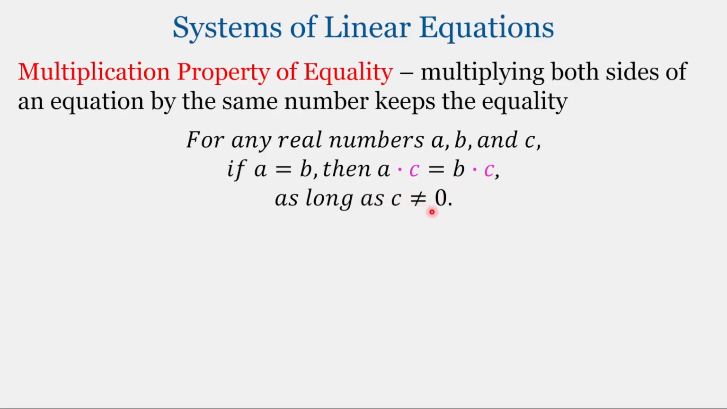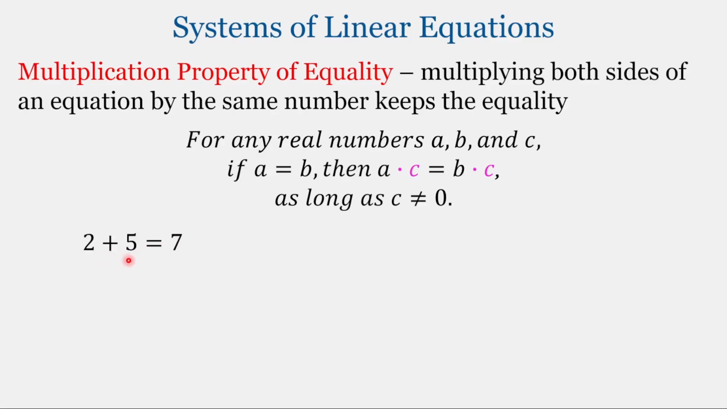Now, if c is equal to 0, we do end up with 0 equal to 0. So this is a true statement. But we don't really get any useful information from this. And we also lose any of the meaningful information we had with a equal to b. And it's not going to help us solve the problem. So let's take a look at this in action.